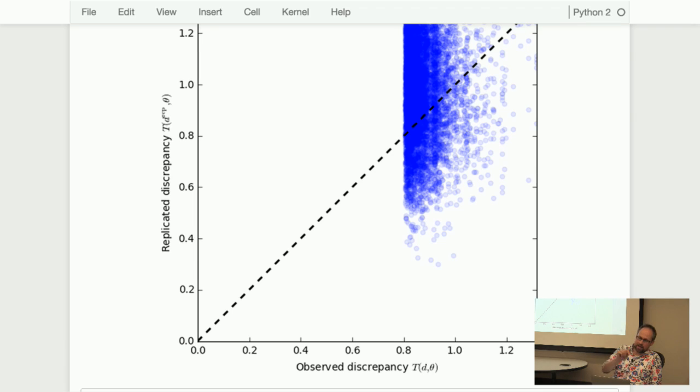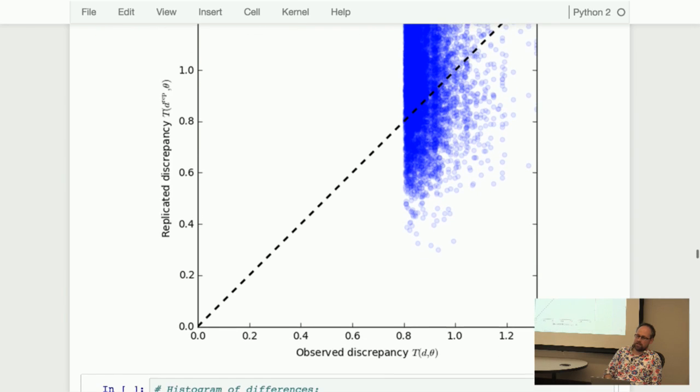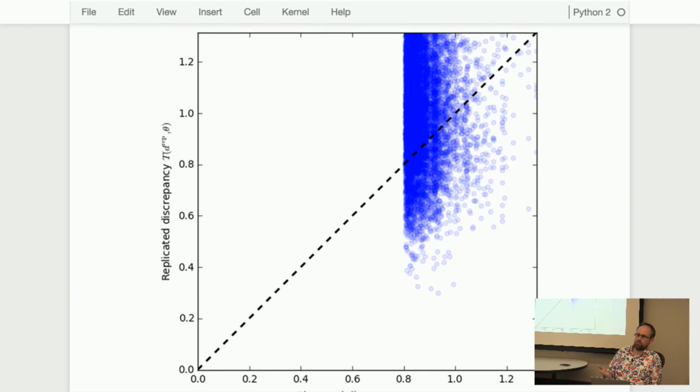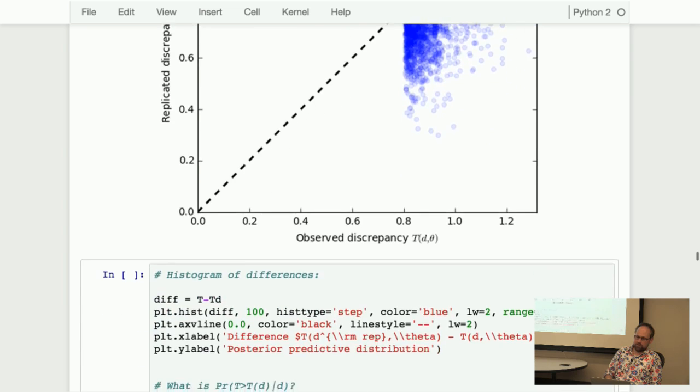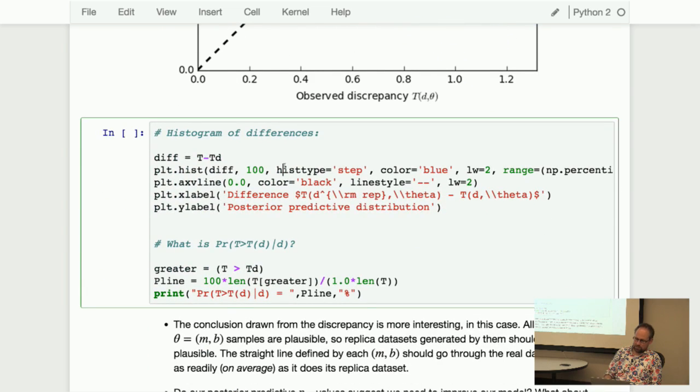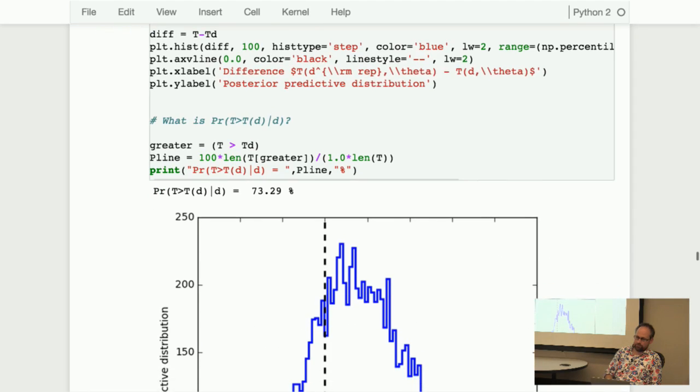And then the y-axis is the same thing, but now we're using the replica data set rather than the observed data set. And so if this was a good model, then you'd have scattering either side of the dashed line. And so what we can do is count the number of samples above the dashed line and count the number of samples below, and that will tell us the probability we're after. And so we can make a histogram of these differences and end up with this plot.